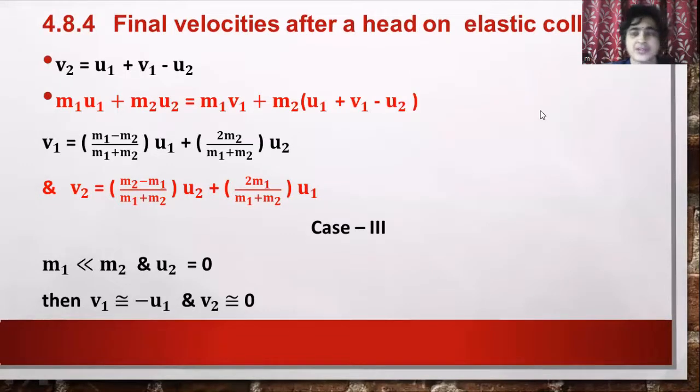Now, suppose the striking body, that is the first body, is very tiny, small, and the second body is at rest. Then what will happen? Then v1 will be equal to minus u1 and v2 will be equal to 0. That is, the striking body will rebound and the massive body will remain unaffected. This students should write down, solve themselves cases and study.